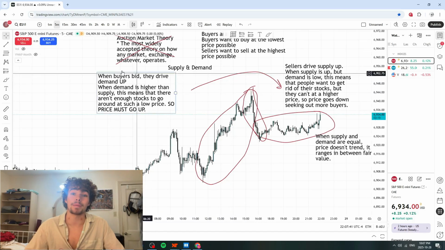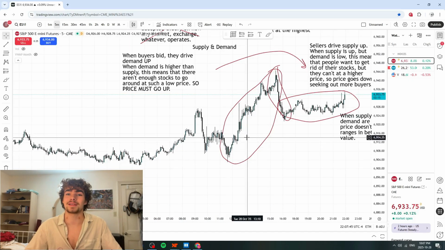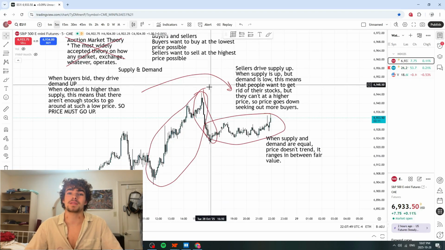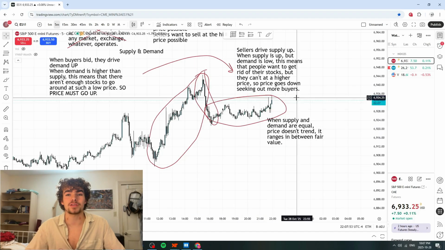So understand that when buyers bid, demand goes up, price goes up if supply doesn't meet it. And if supply is up and demand doesn't meet that, then price goes down. And when they're equal, price ranges.